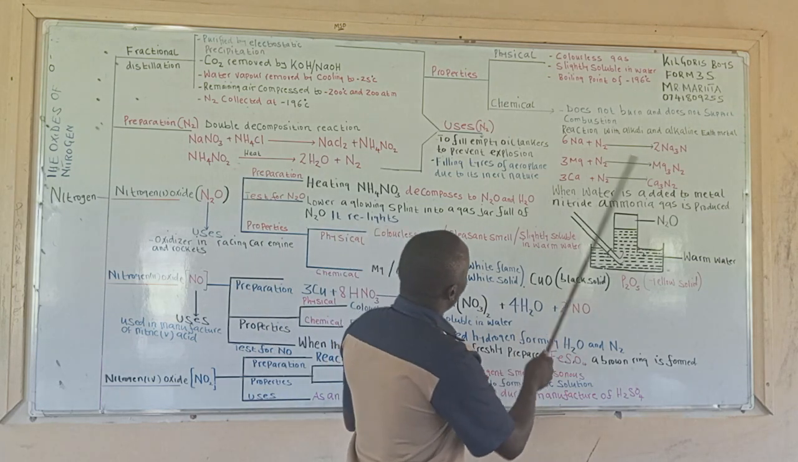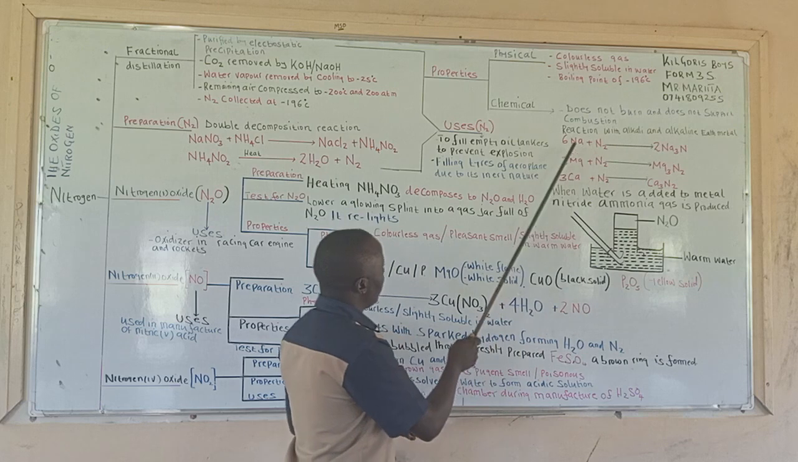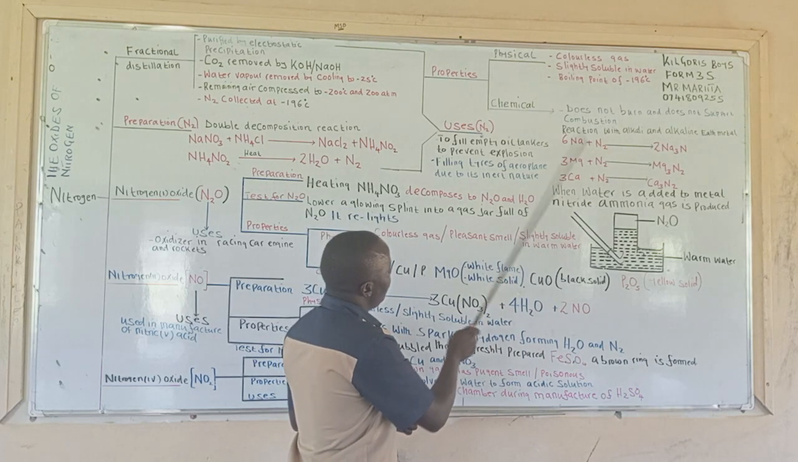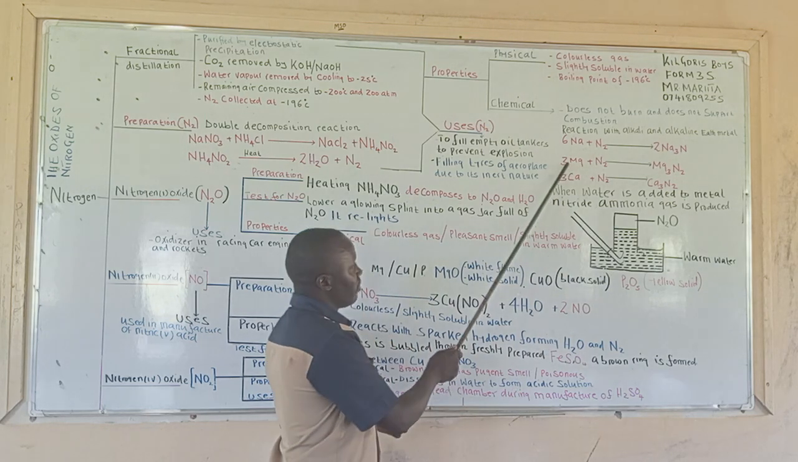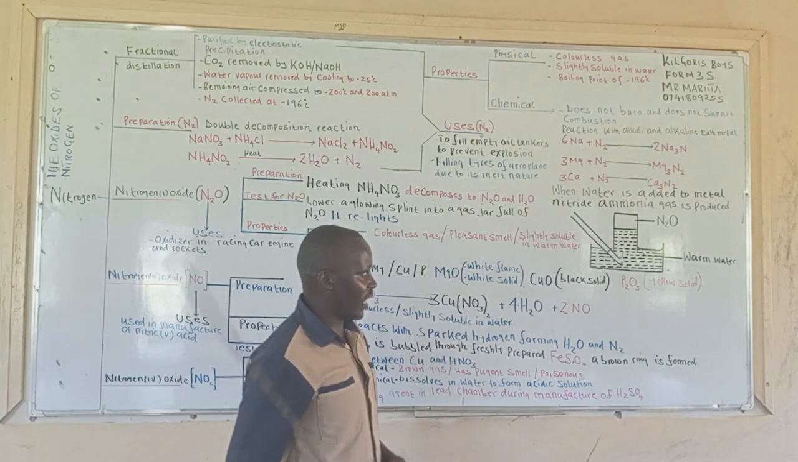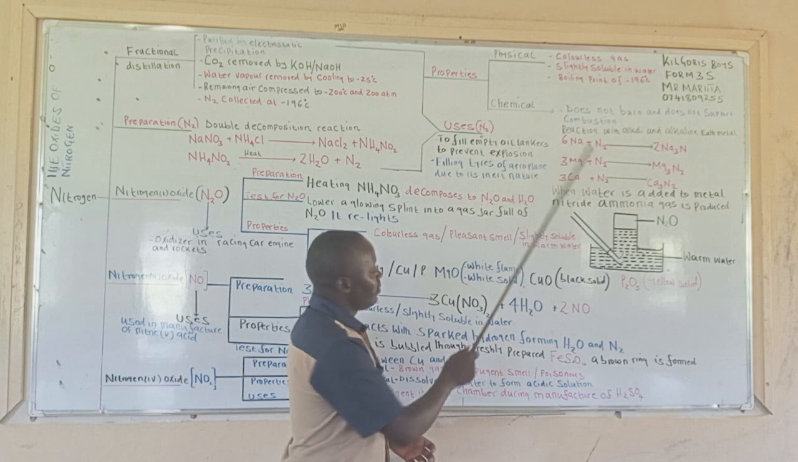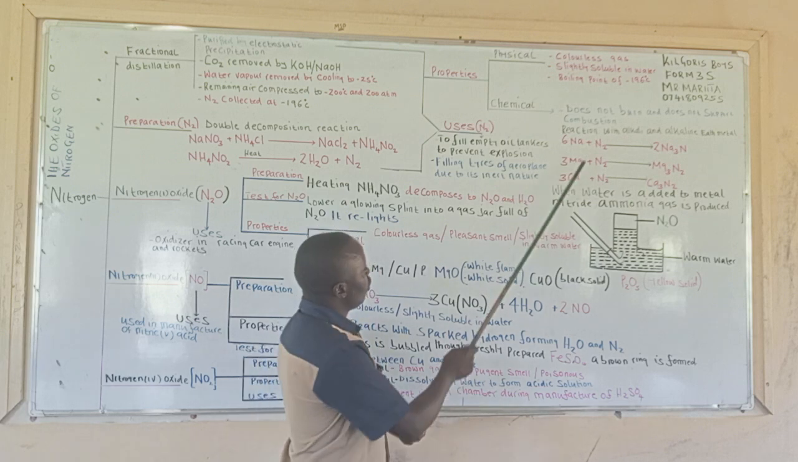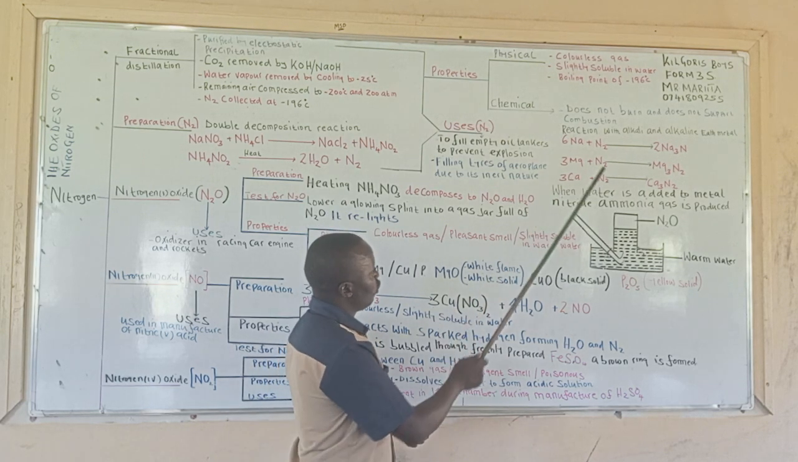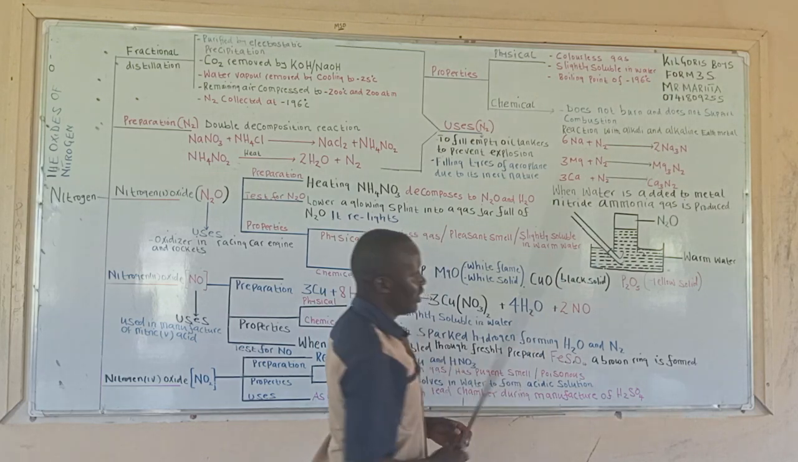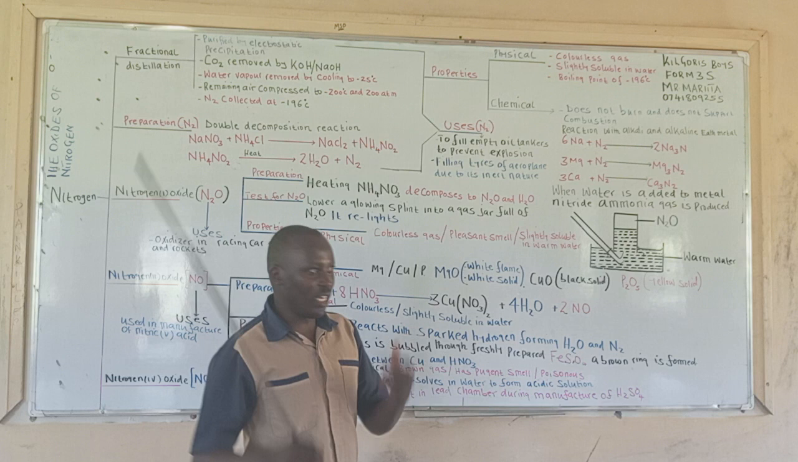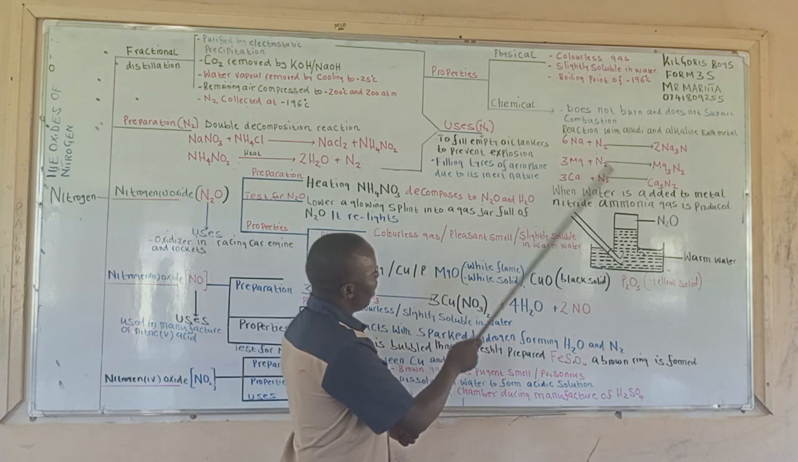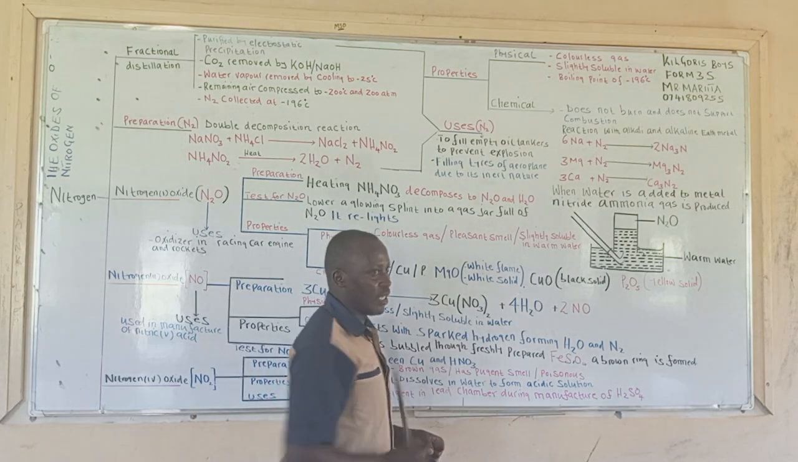So it can react with the alkali metal sodium to form sodium nitride. It can react with magnesium. Magnesium is an alkaline earth metal, and sodium is an alkali metal. So it reacts with magnesium metal to form magnesium nitride, and it also reacts with calcium. Calcium is also an alkaline earth metal, where it will combine with nitrogen to form calcium nitride.